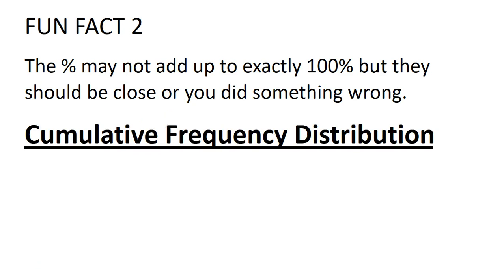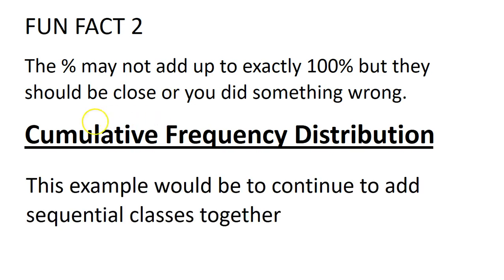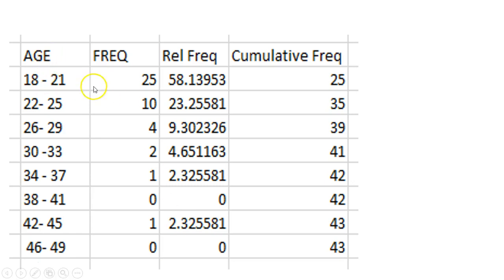Next up is the cumulative frequency distribution tables that we'll be talking about. This example would be to continue to add the sequential classes together each time. Cumulative meaning adding things up as we go, right? So, for example, this is 25, but the cumulative frequency, I take 10 more to it, that's why it's 35. I take 4 more to it, that's why it's 39. 2 more to it, 1 more to it, none to it, 1 to it, none to it, getting up to 43. You keep adding what that is each time, right?